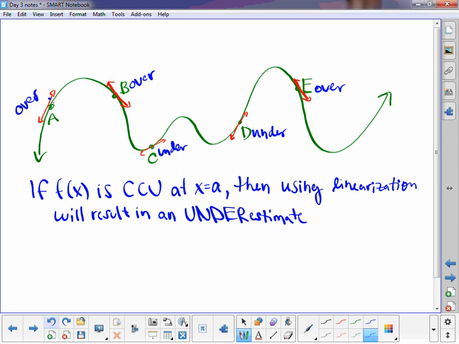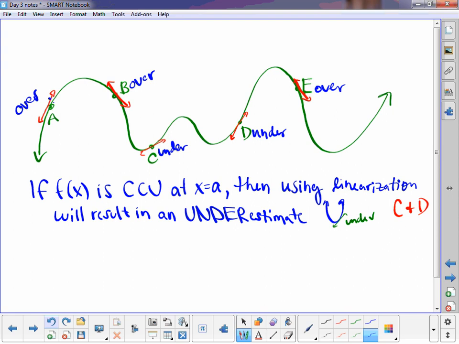So if my function is concave up at that point, then the tangent line essentially falls underneath it, as we can see with C and D, and thus we have an underestimate. So for example, concave up, tangent line is underneath, and we can see all of our tangent lines are underneath. So this ends up being an under. For our specific example, that was C and D.